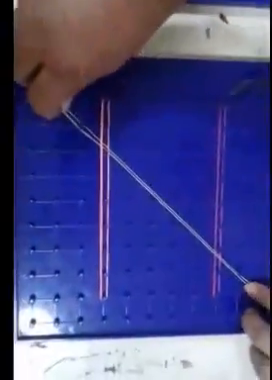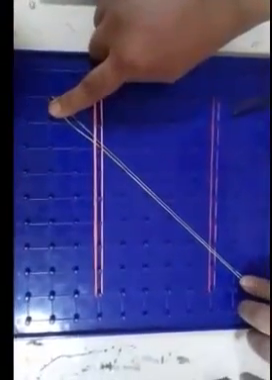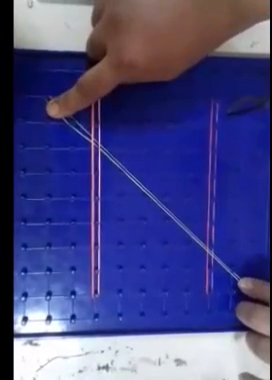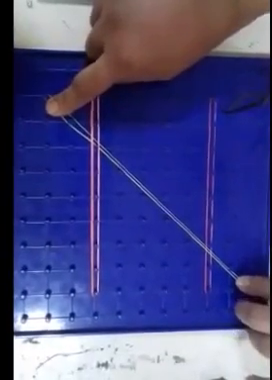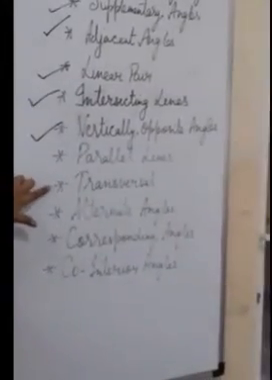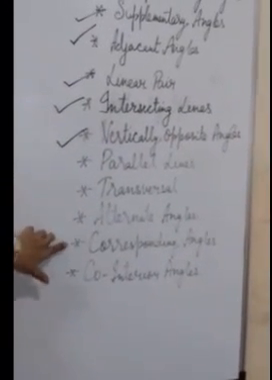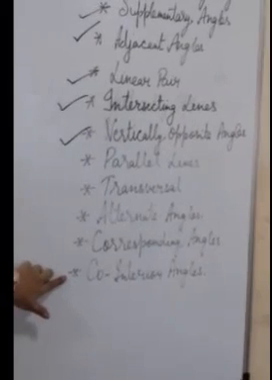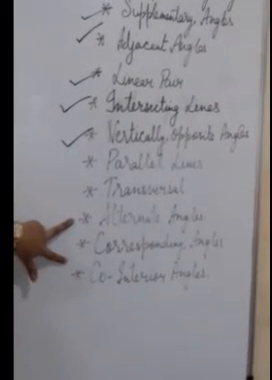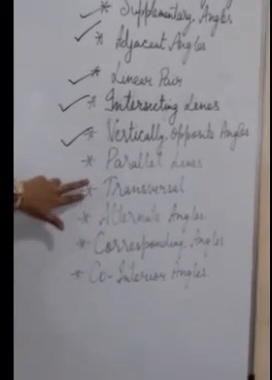After that, when I draw a line which intersects these two parallel lines, it is known as a transversal. In this case, we have different types of angles. The very first, I am going to discuss alternate angles. In lines and transversal, we are going to proceed to alternate angles, corresponding angles and co-interior angles. All these types of angles lie between parallel lines and transversal.